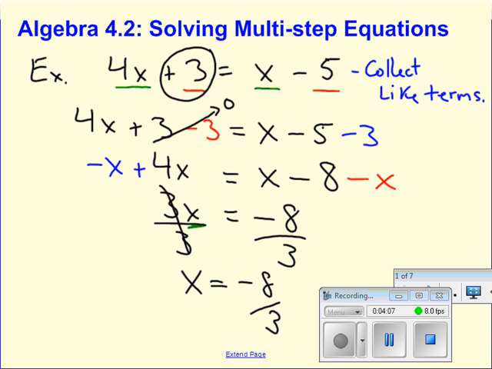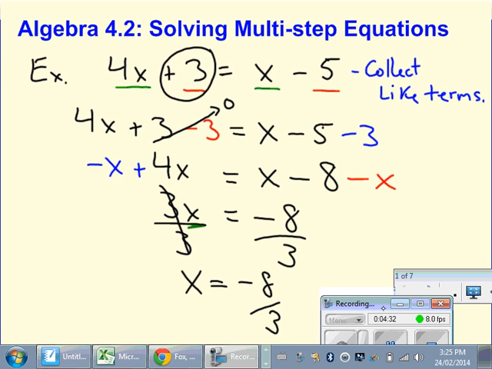So that's one way I can solve these multi-step equations. It involves multiple steps. I have to collect like terms, so I have to move from one side to the other by adding and subtracting those terms, essentially trying to collect all the x's on the left-hand side and all the numbers or coefficients on the right-hand side. Let's try one more example.